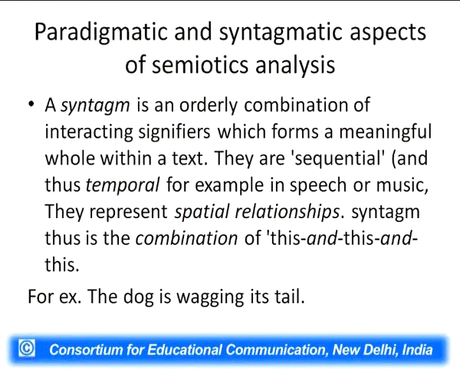We have important concepts in the semiotic discussion: the paradigmatic and syntagmatic aspects of semiotic analysis. A syntagm is an orderly combination of interacting signifiers which forms a meaningful whole within a text. They are sequential and therefore temporal, like a speech or a musical performance, and they represent spatial relationships. Syntagm is thus the combination of this and this and this. It's a chain that moves forward, consisting of different components, a matter of juxtaposing various components along the time scale. First this happened, then this happened, and then this happened.